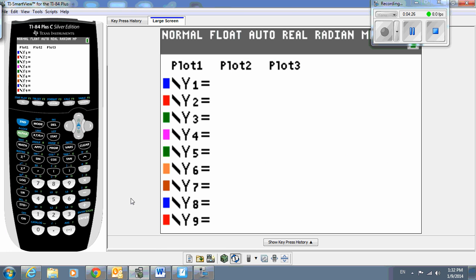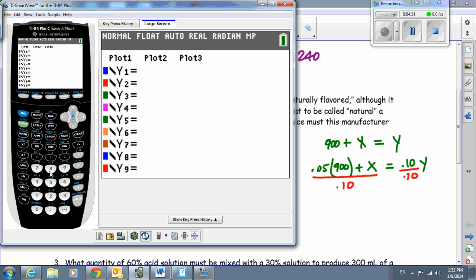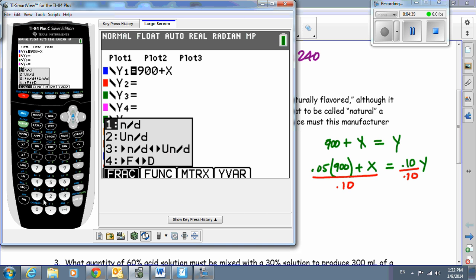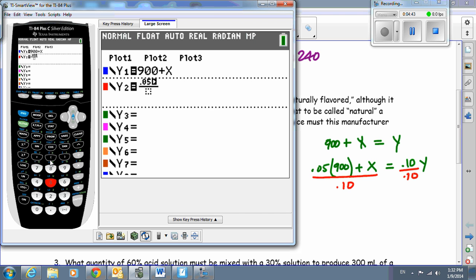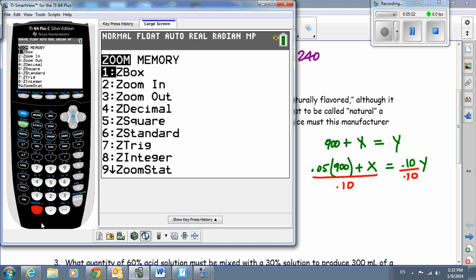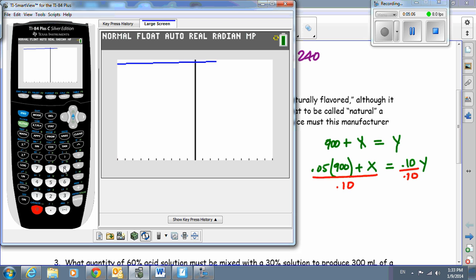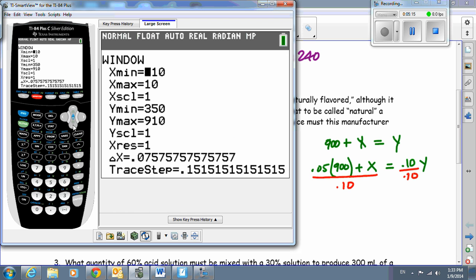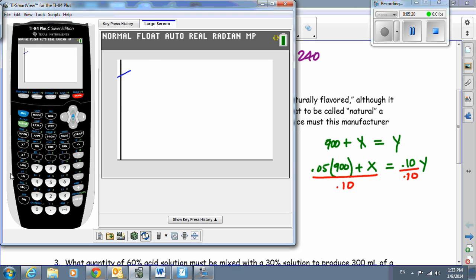And using your calculator, on the y1, you will have 900 plus x. And on the y2, you will have a fraction: 0.05 times 900 plus x, and divide everything by 0.10. In this specific case, I'll use zoom 0 so that I can see the intersection. And the zoom 0 will give me this, and also that will be the first line, and this. Obviously, the intersection is somewhere far on the right. So I will change my window, increase my x max to, let's say 500, and increase my y max to maybe 1,000. And this is now what I get.